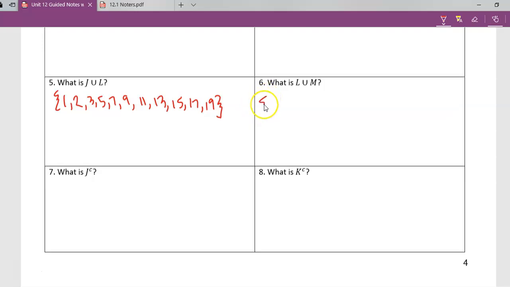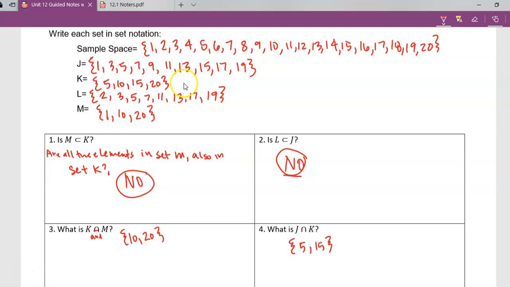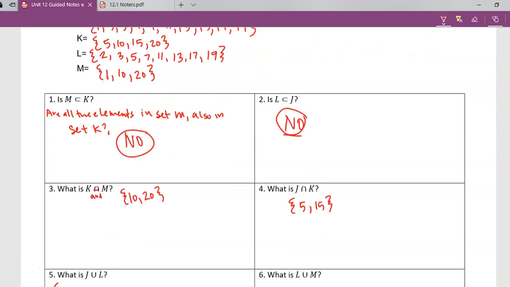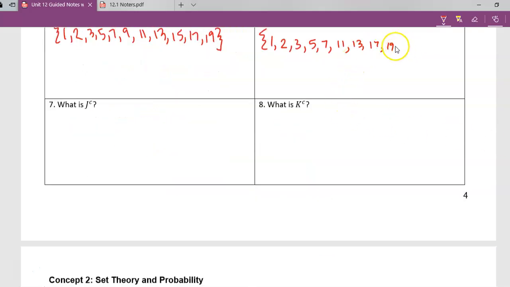Okay, so 1, 2, 3, 5, 7. So all the prime numbers. Let me go back up and look. All the prime numbers, and then add back on 1, 10, and 20. We already did 1. So 10 and 20.